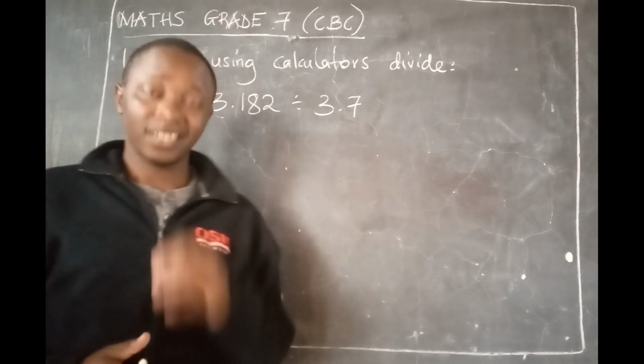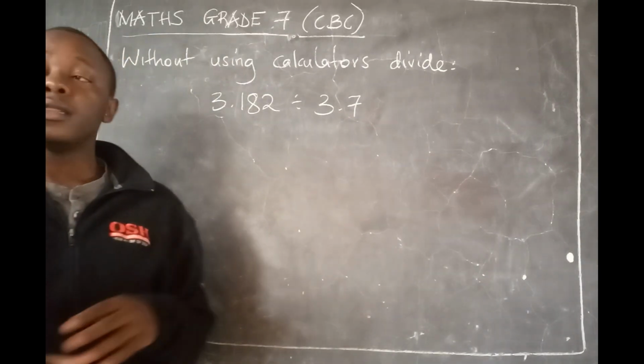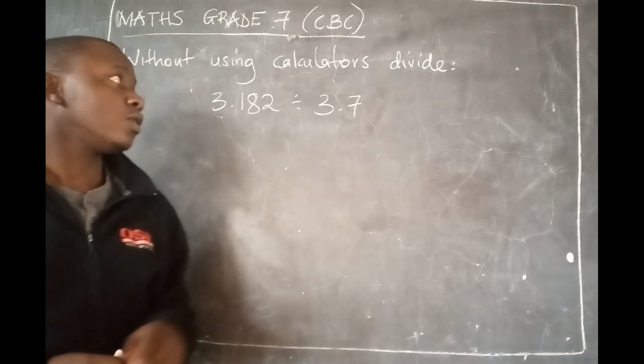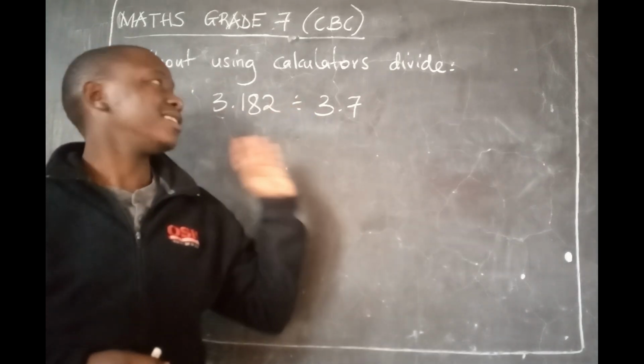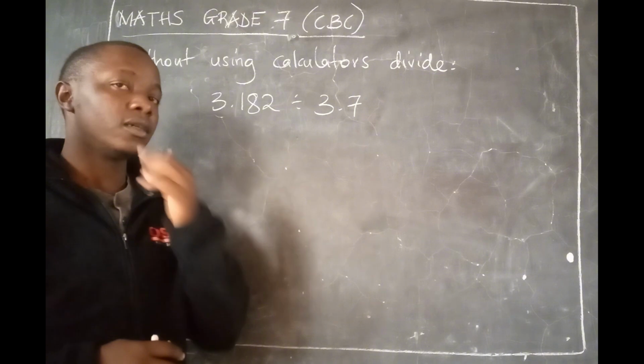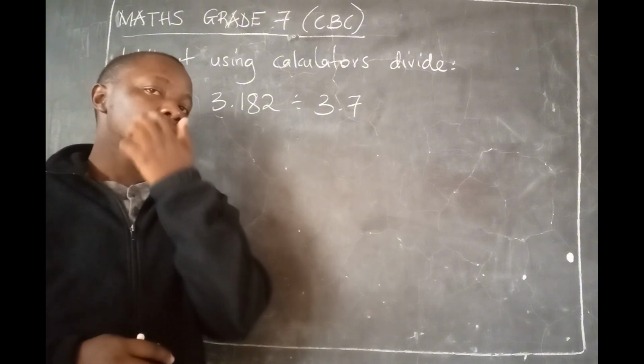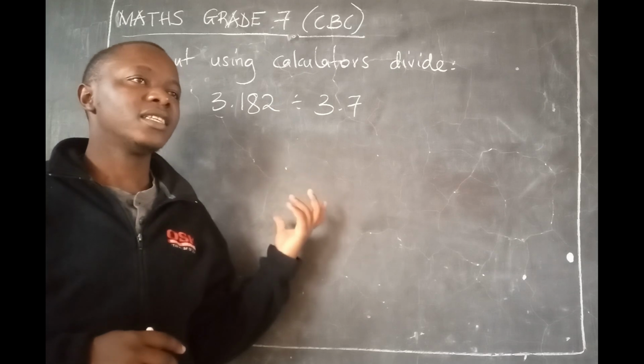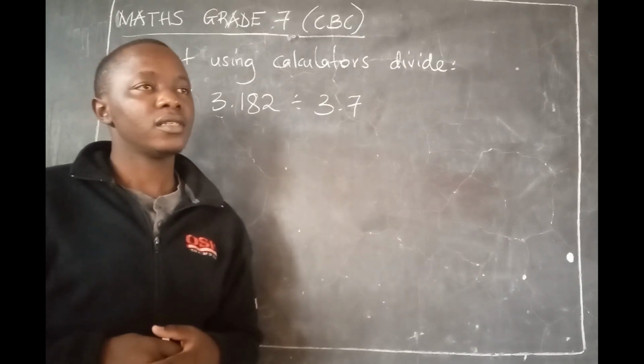Without using calculators, divide 3.182 by 3.7. So without using a calculator, again, it's the simplest way to do this.